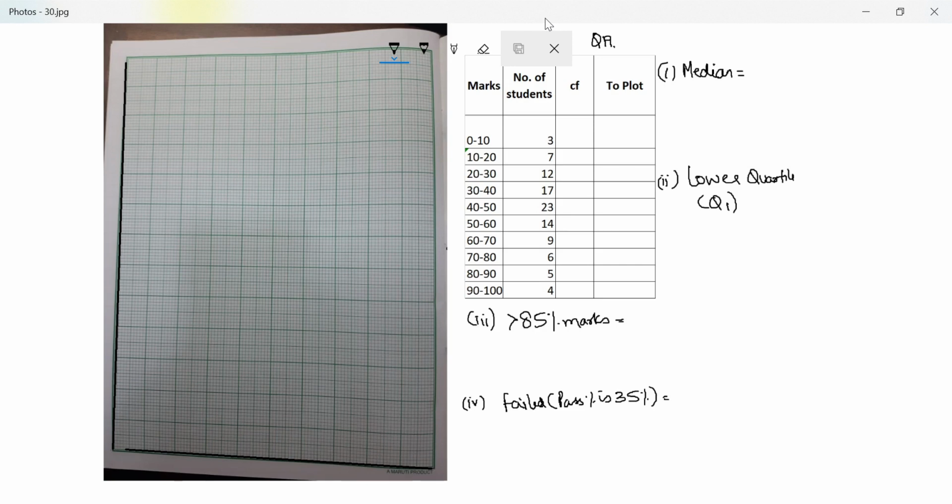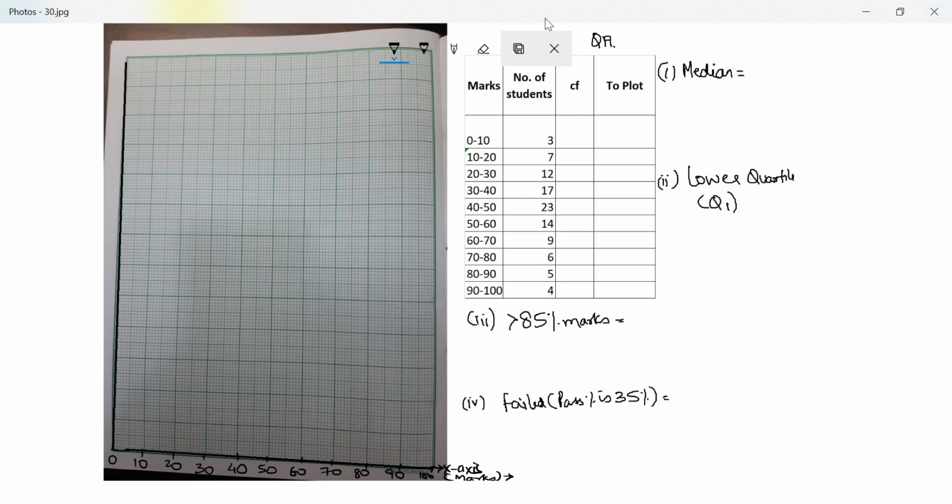So let me just make my x-axis. It says use a scale of 2 centimeters equal to 10 units on both the axes. So let me just write the marks here first: 10, 20, 30, 40, 50, 60, 70, 80, 90 and 100. This is my x-axis and I have plotted marks on this. Perfect, going in this direction. Perfect, very less space here.